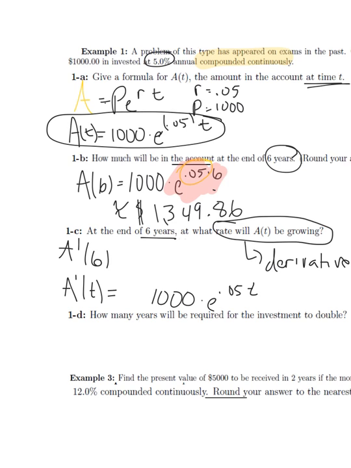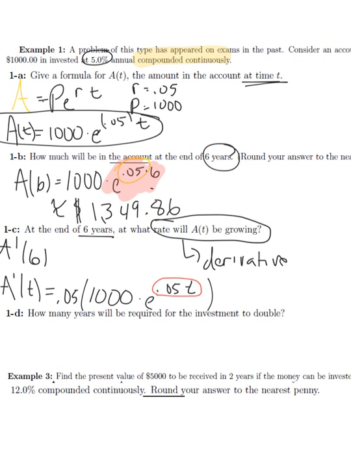The derivative of the exponential, remember, all you do is multiply by the derivative of the exponent here. The derivative of our exponent is just the 0.05. And so our A prime of t is actually going to give us 50 times e to the 0.05t.